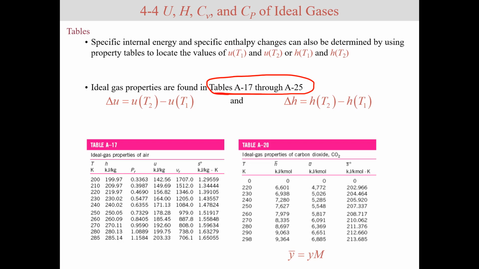So, if you wanted to use these tables to quantify the change in internal energy or the change in enthalpy, it's pretty simple. You would just take the temperature at each state and find the corresponding internal energy. So if I wanted to find the change in internal energy for an ideal gas going from state 1 at temperature 1 to state 2 at temperature 2, you would just take T1, find the corresponding internal energy, find T2, find the corresponding internal energy, and take the difference. Same thing for enthalpy.